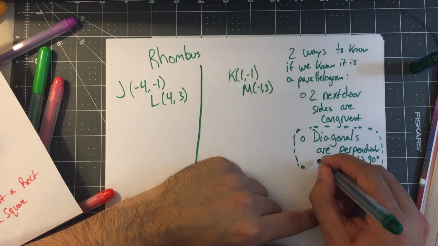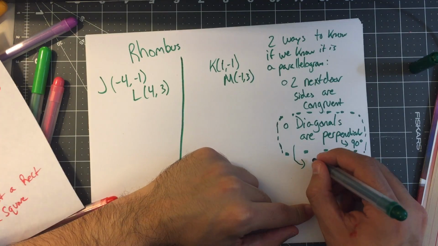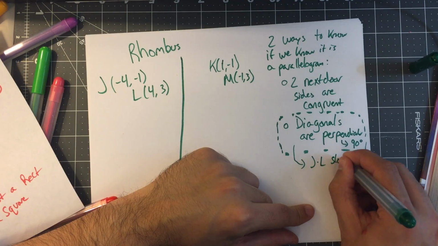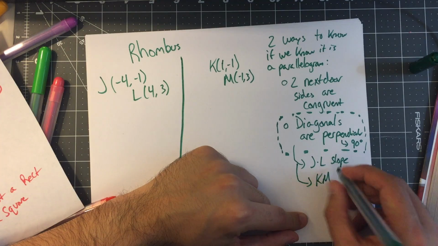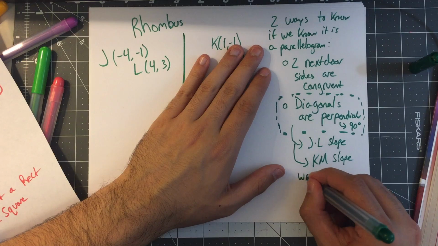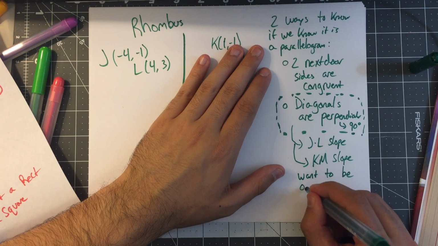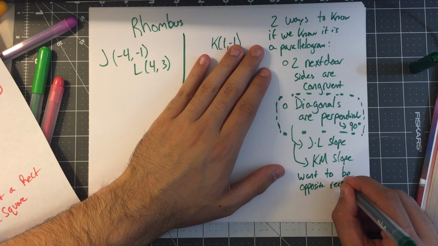So if you remember, what I'm going to do is I'm going to find two slopes. I'm going to find the JL slope, and I'm going to find the KM slope. And I want those to be opposite reciprocals.